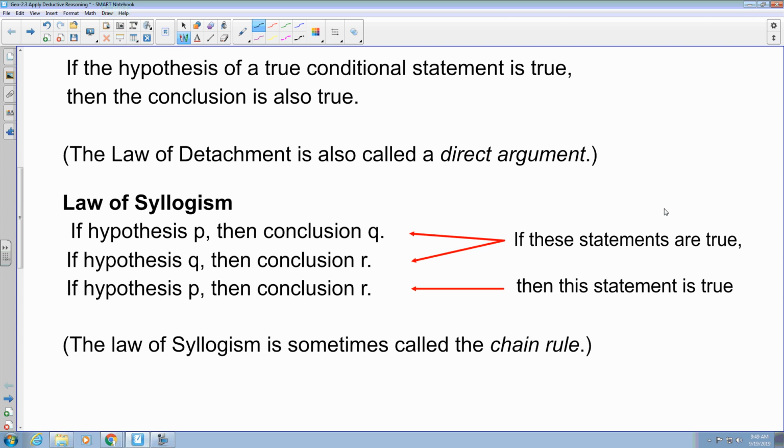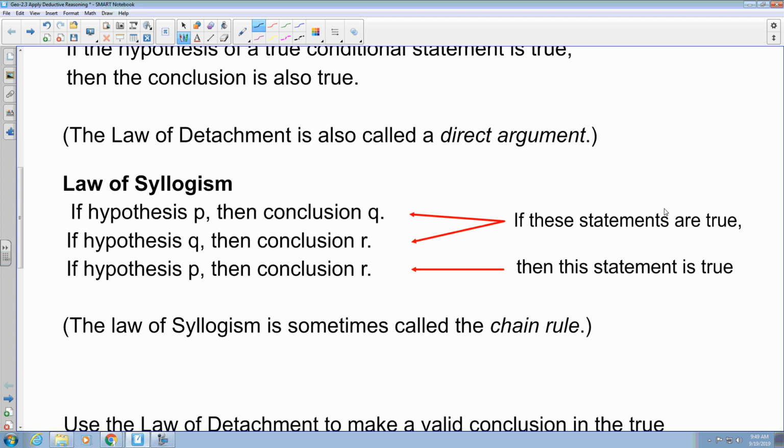The law of syllogism is a little more complex when it comes to discovering the definition, but really what it means is this: if you have a hypothesis P and a conclusion Q for one statement, and it's true, and then you have another statement where the hypothesis is the conclusion from the previous statement, Q, and you make another conclusion from that, and that's also true, we can say that the hypothesis of the first statement and the conclusion of the second statement will also be true. They call that the chain rule.